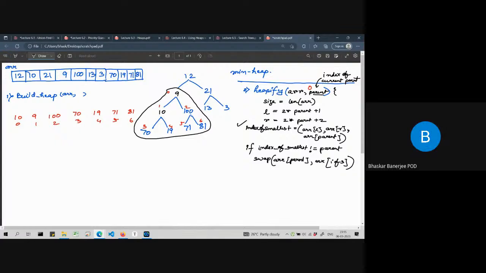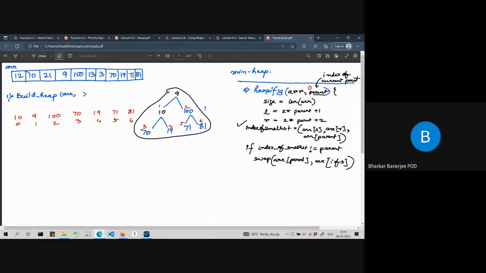that I would apply my heapify from the bottom up. If you apply my heapify from the bottom towards the top, actually, let us even delete this case. I don't even need this particular example now. I can discuss with this only.